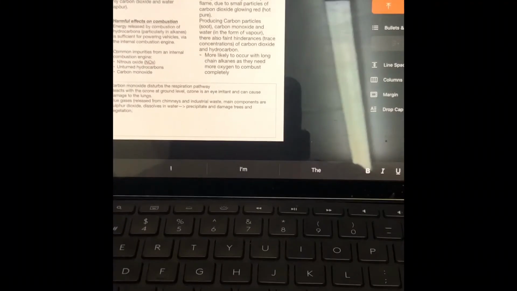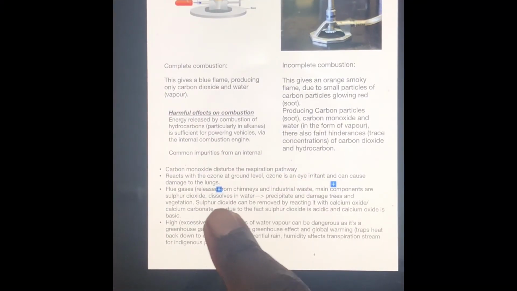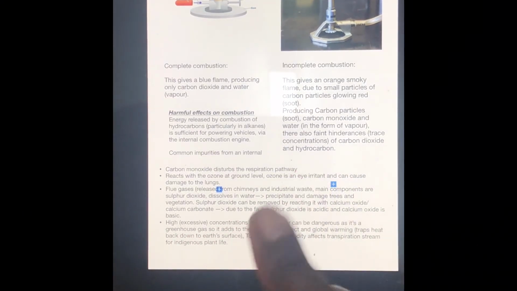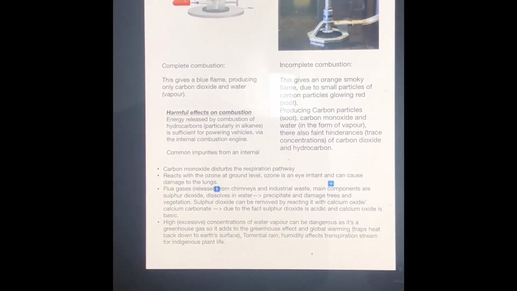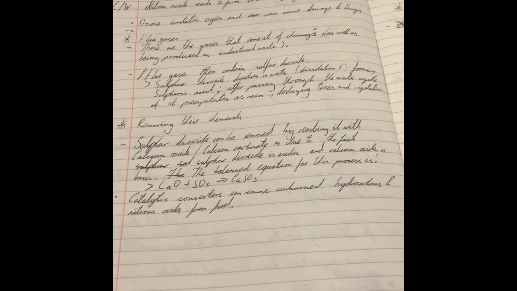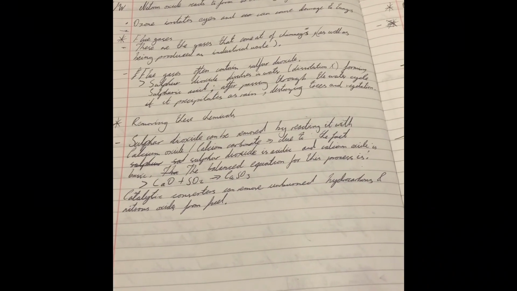I can just show you the thing right here actually. Another thing you need to know is that sulfur dioxide can be removed by reacting with calcium oxide and calcium carbonate, due to the fact that sulfur dioxide is acidic, calcium oxide is basic, so you're getting a neutralization reaction. Essentially here, let me just move this up a bit. The balanced equation for this reaction is CaO + SO2 → CaSO3.